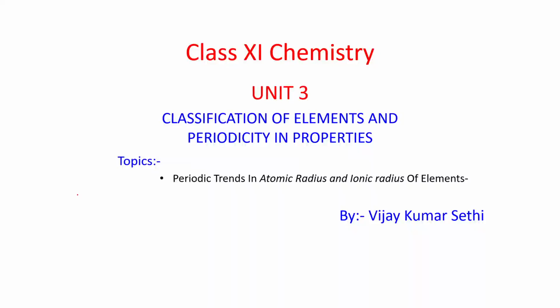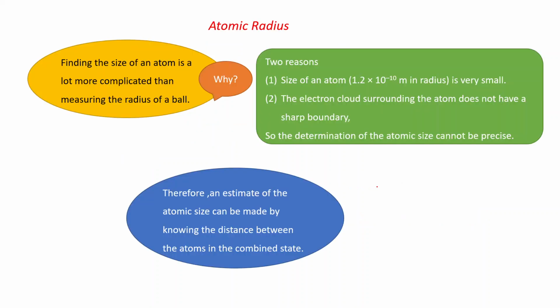Class 11th Chemistry, Unit 3, Classification of Elements and Periodicity in Properties, and in this video we will discuss periodic trends in atomic radius and ionic radius of elements. First, let us come to atomic radius.